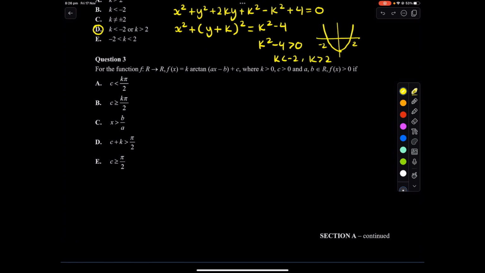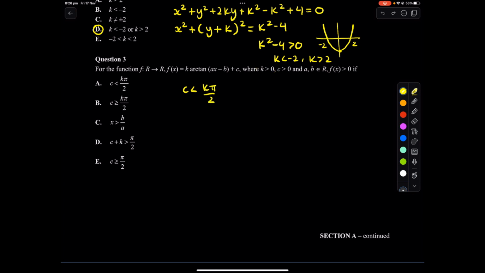For the function f of x where k is equal to arctan this, where k is greater than 0, c is greater than 0, and a and b are elements of all reals, f of x is greater than 0 if what? Okay, to do this kind of question, what I like to do is sub in some values. Let's look at the first condition. We're saying that c is less than k pi over 2.